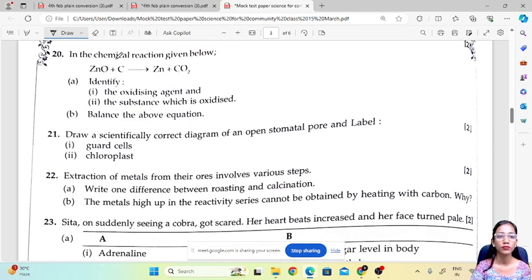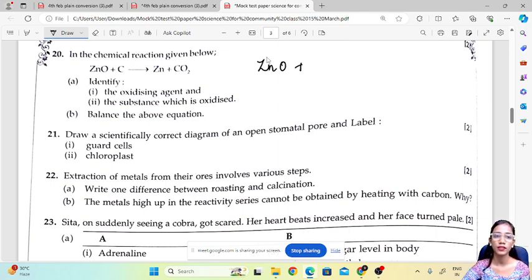given below, ZnO, zinc oxide, reacts with carbon to form zinc and carbon dioxide. This is the chemical reaction given over here. What you have to do is identify the oxidizing agent. So first we will just write the reaction again.